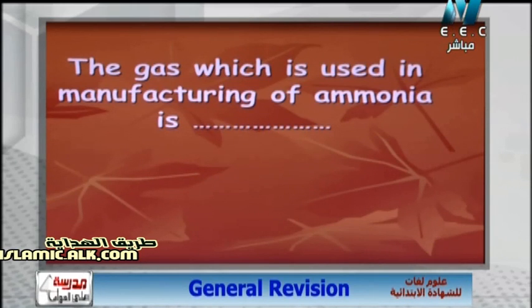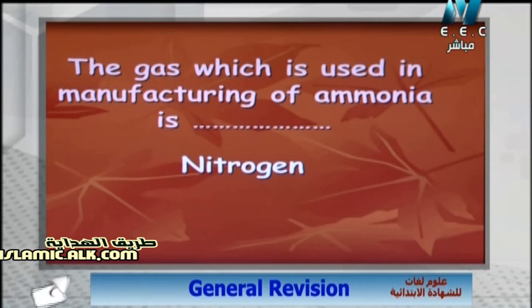The gas which is used in manufacturing of ammonia. Manufacturing يعني تصنيع الأمونيا، عارفين الأمونيا يعني النشادر والغاز اللي موجود فيها. Surely it will be the nitrogen gas. Nitrogen gas is used in manufacturing of ammonia.